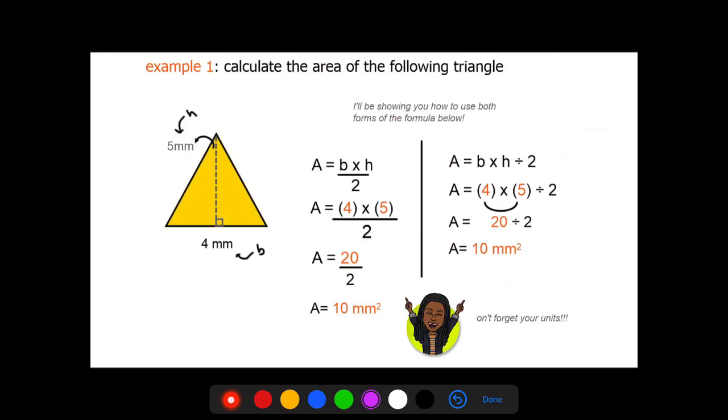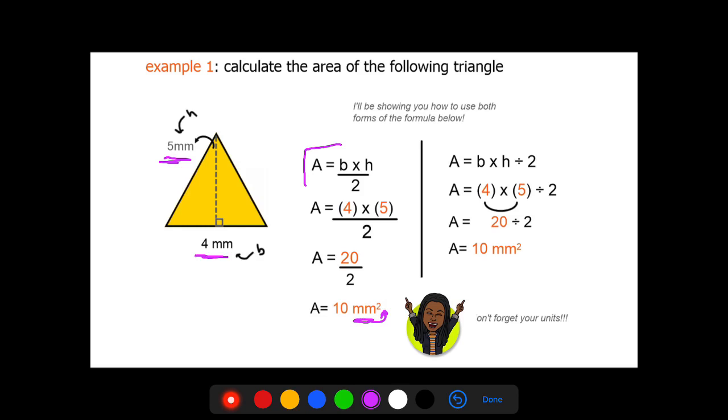Okay, here's our first example. Now you have your base of 4 millimeters. You have your height of 5 millimeters. So remember, the area is actually the base times the height divided by 2. So we take 4 times 5, divide that by 2. So 4 times 5 is 20. Divided by 2 is 10. Oh, don't forget those units and the little superscript 2 to show us that it's squared because we're finding area.